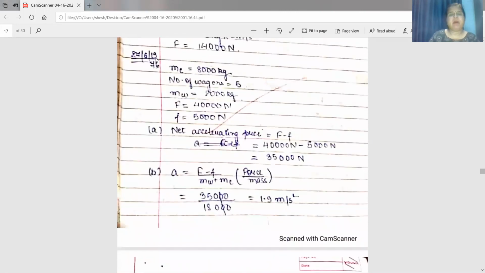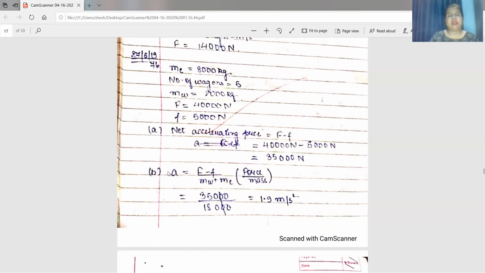See here, mass of the engine is 8000 kg, number of wagons 5, mass of each wagon is 2000 kg, force exerted by the engine is 40,000 Newton, force exerted by the track, that is frictional force, 5000 Newton. Capital F is the force exerted by the engine, whereas small f is the frictional force. They are acting in opposite directions. So the net accelerating force is the force acting in the forward direction minus the frictional force. That is 40,000 minus 5,000. You are getting 35,000 Newton.